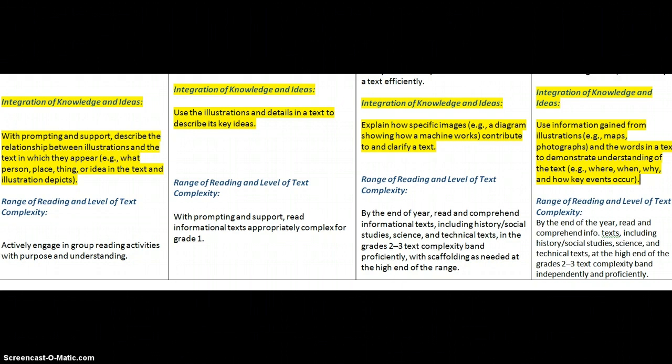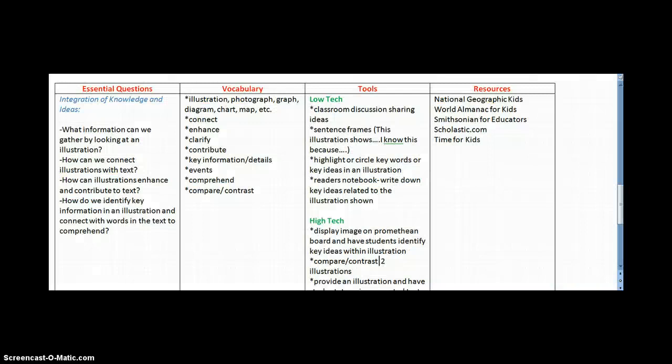It says use information gained from illustrations, for example, maps and photographs, and words in a text to demonstrate understanding of the text. For example, where, when, why, and how key events occur. Now, if you take a look at this spreadsheet, I wrote out some essential questions related to integration of knowledge and ideas. I wrote out some vocabulary tools and ideas, as well as low-tech and high-tech tools, and some resources.